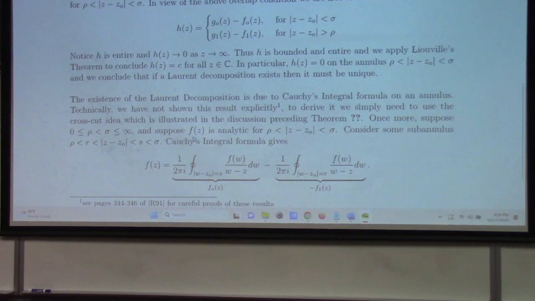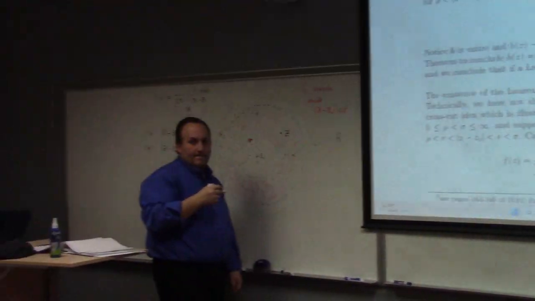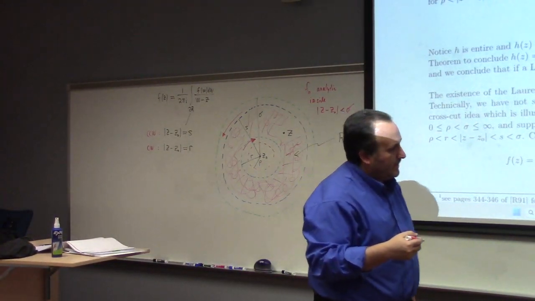F0 is supposed to be analytic what? Inside where? Not the R and the S, but the other thing. F0 is supposed to be analytic inside where? Modulus of z minus z naught less than sigma, I believe. Right? Am I remembering it wrong? I don't know if I ever wrote it down.